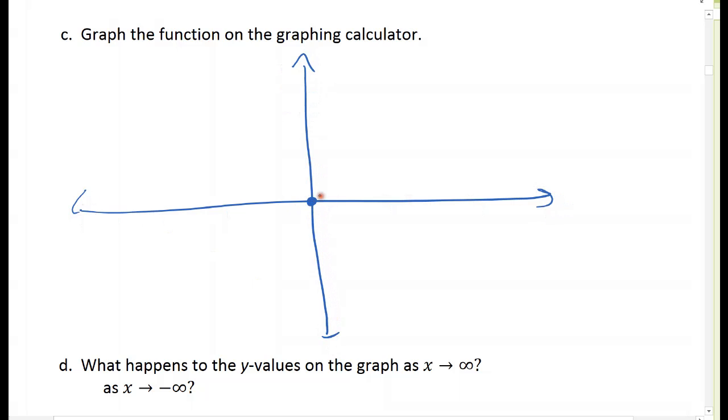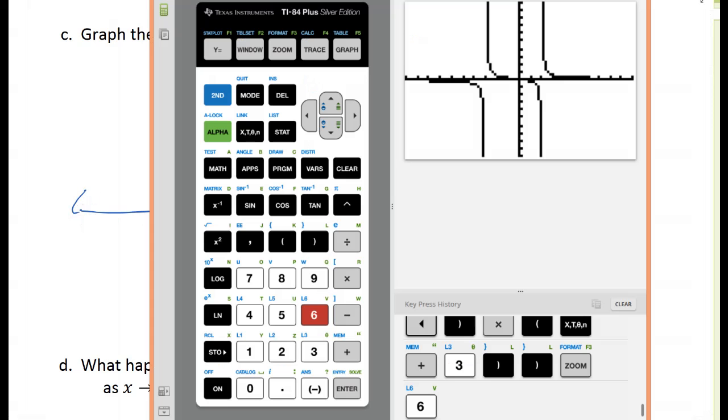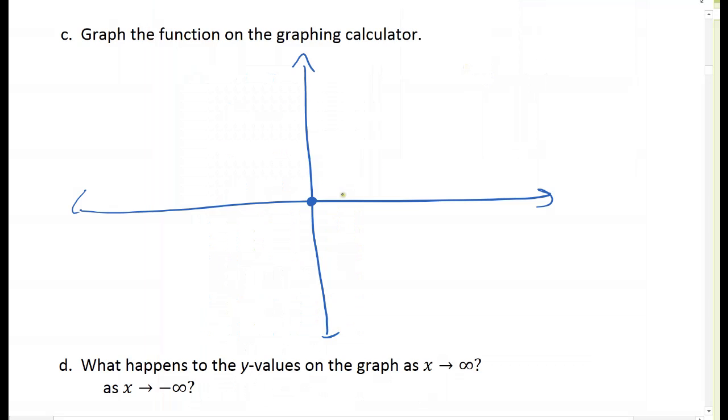I know it's going to go through 0, 0, and then if you look at it, there are breaks. So if you look here, there's a break here, and there's a break there. So there's a break at 2, and there's a break at negative 3. And then the shape of the graph, it comes down like this, crosses at the origin, and goes down like that. It's sort of an S shape.